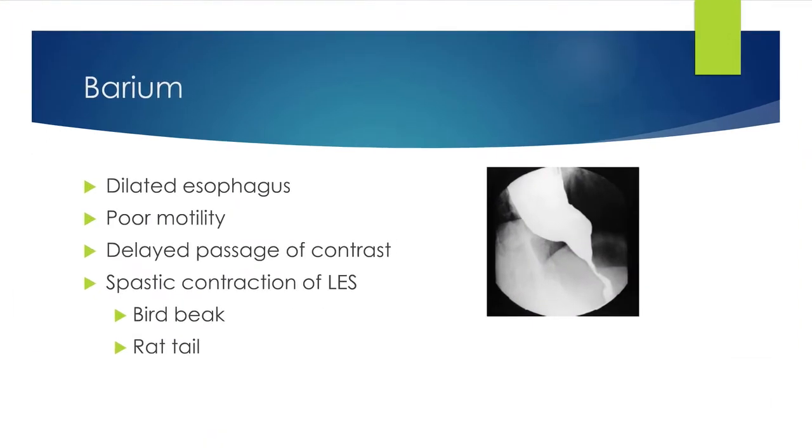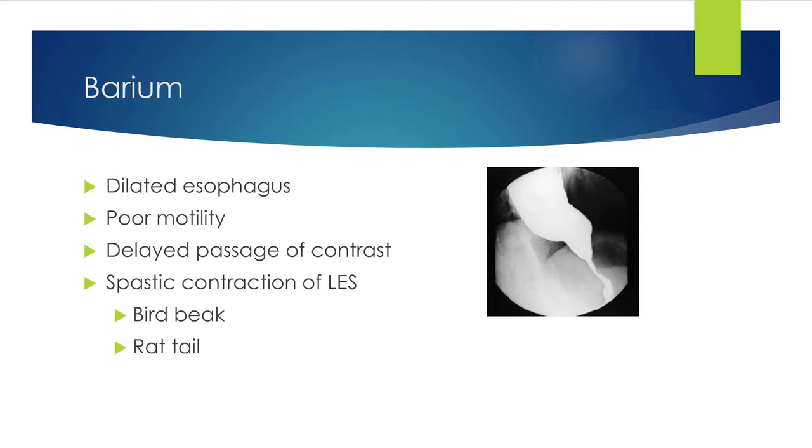The second line of investigation, once we have done an endoscopy, is to get a barium study. The barium is helpful to show us the extent of the esophageal dilatation, and also the state of peristalsis in the muscles of the esophagus. Typically, the barium study will show, in addition to that, delayed passage of the contrast from the esophagus into the stomach related to spastic contraction and failure of relaxation of the lower esophageal sphincter.